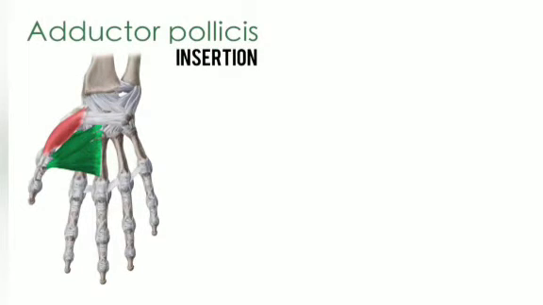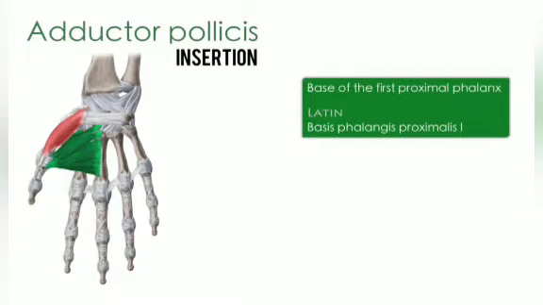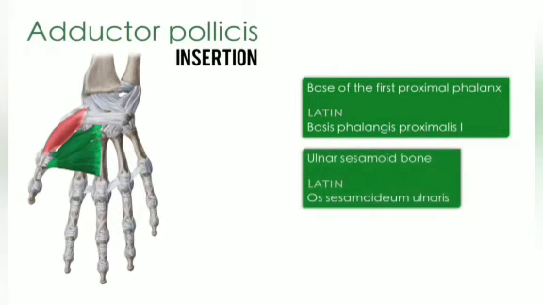And as you can see, these two heads will merge into one common tendon, and then will insert into 2 points. And these points are the base of the first proximal phalanx, or the base of the proximal phalanx of the thumb right here, and also another sesamoid bone, this time on the ulnar side, so the ulnar sesamoid bone.